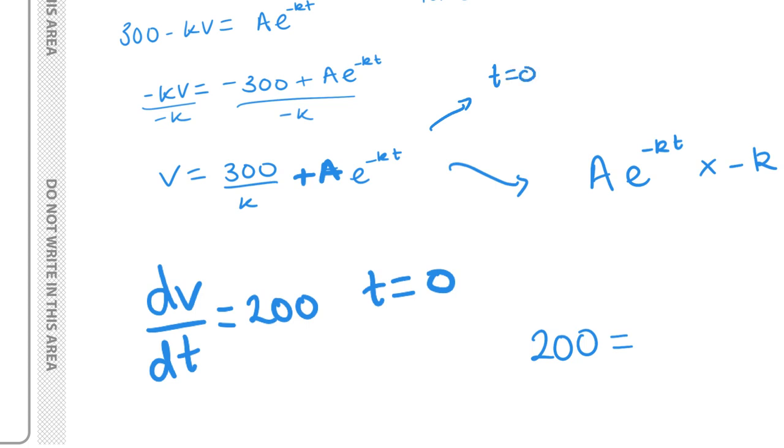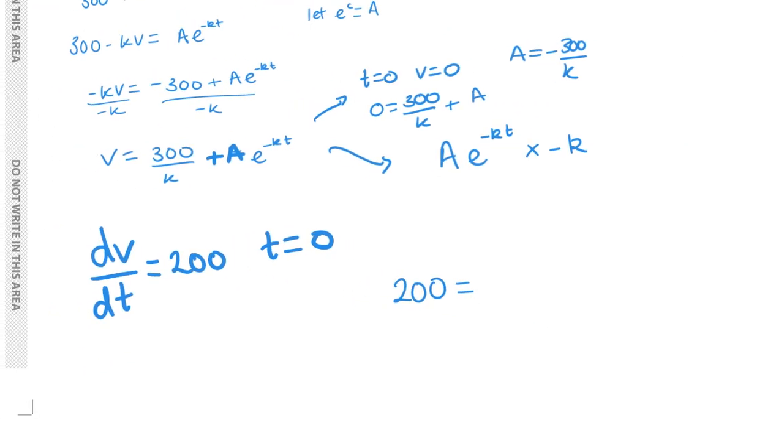When t equals 0, v equals 0. So we're going to have 0 equals 300 over k plus a, because e to the power of negative 0 is 1. Okay? Yes, that's perfect. Okay, so what does a equal? Minus 300 over k. Yeah? Okay, so this makes more sense.